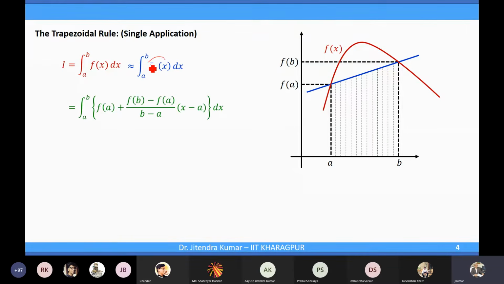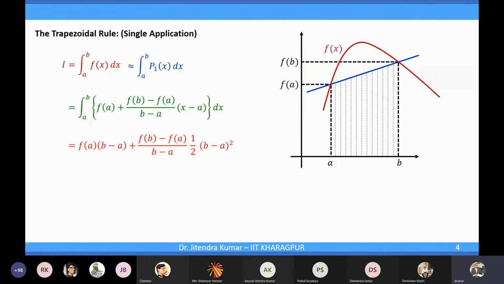This straight line we have already discussed in an earlier chapter, where we had the idea of interpolation. So this P1(x), which passes through these 2 points, will be given by f(a) plus (f(b) minus f(a)) over (b minus a), that is the slope, times (x minus a), the straight line which we discussed in the previous lecture. So here we have replaced this function by this polynomial of degree 1 given by this expression, and now you can integrate this.